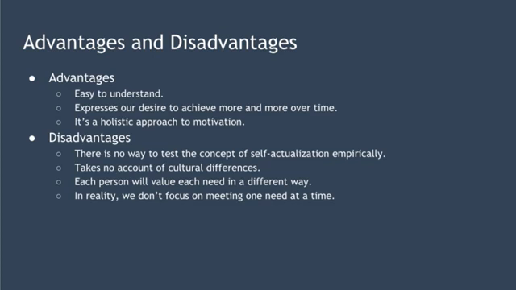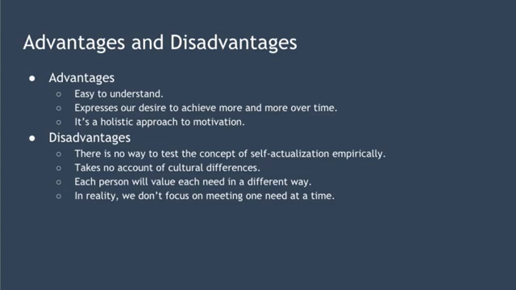Now, in terms of disadvantages, then there's no way to test Maslow's concept of self-actualization empirically. It doesn't take account of cultural differences. So, for example, the need to feel part of a team is going to be higher in certain countries, such as China, than it is in other countries, such as the US. Also, each person will value each need in different ways. So, esteem needs can be essential to you, but your peer may place a higher value on safety needs.